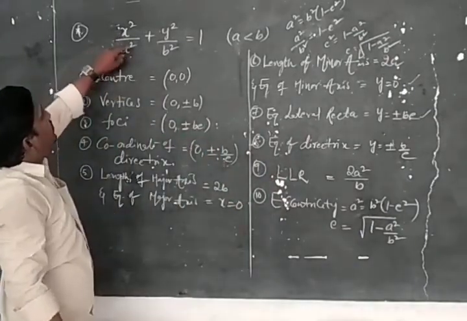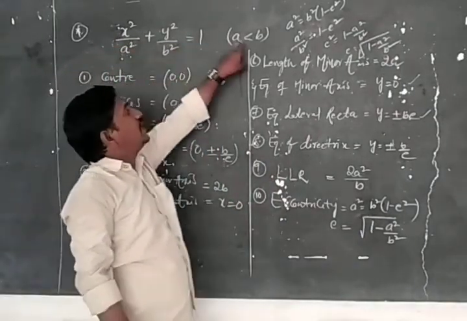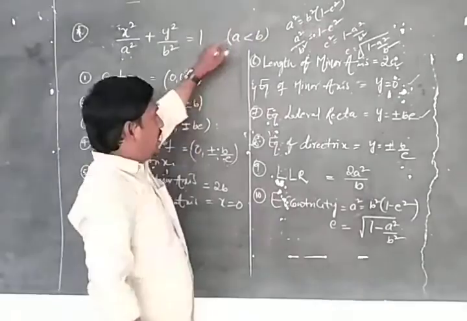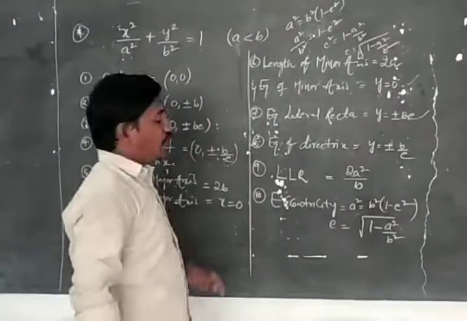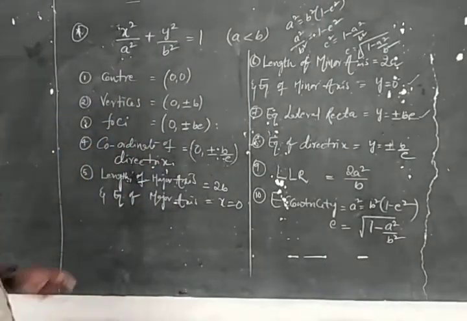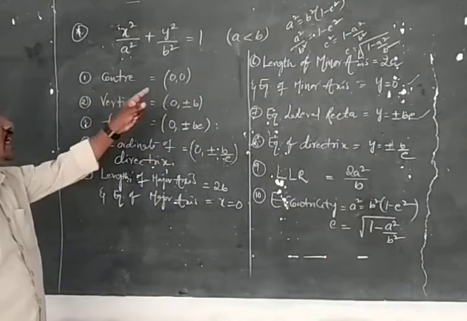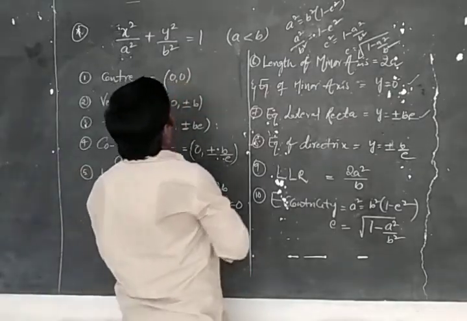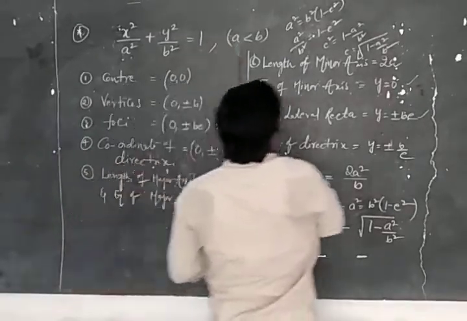So this is the eccentricity of the ellipse x square by a square plus y square by b square equal to 1, where a is less than b. Okay, these are the 10 components of the ellipse x square by a square plus y square by b square equal to 1 if a less than b. Okay, write down.